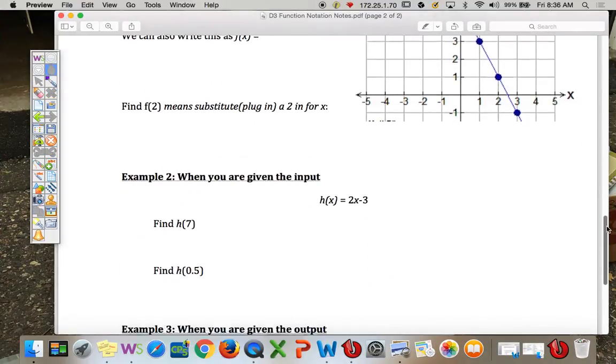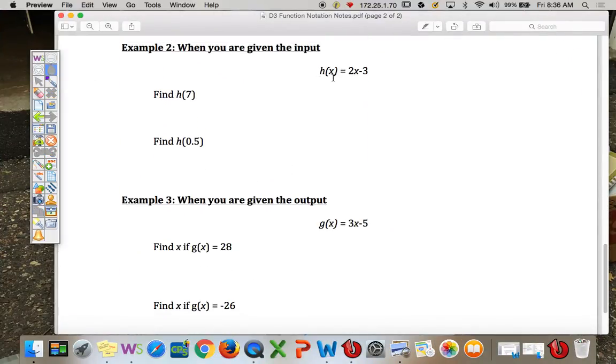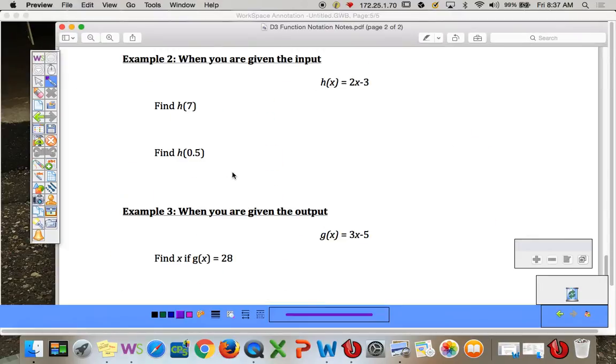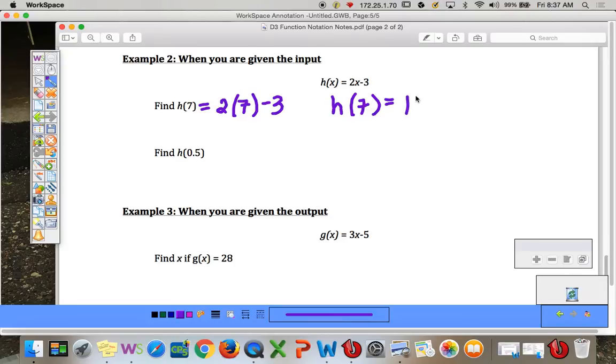Let's do a few more of these. So let's say we have this function h of x. h of x equals 2x minus 3, which means the y-intercept's -3 and the slope is 2. Find h of 7. It just means plug in a 7 everywhere we see the x. So we have 2 times 7 minus 3, and I'll write my work over here. h of 7 equals 14 minus 3. So our final answer, h of 7 is 11. It means when you plug in a 7 for x, the output is 11.